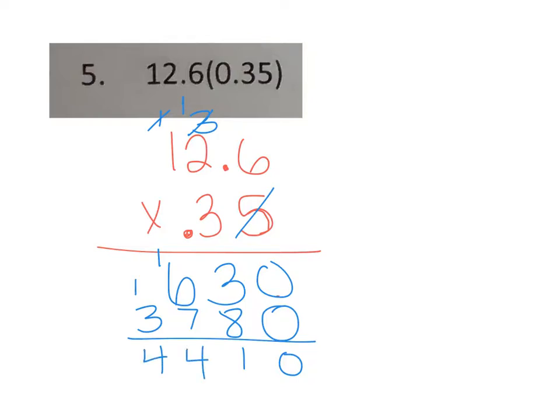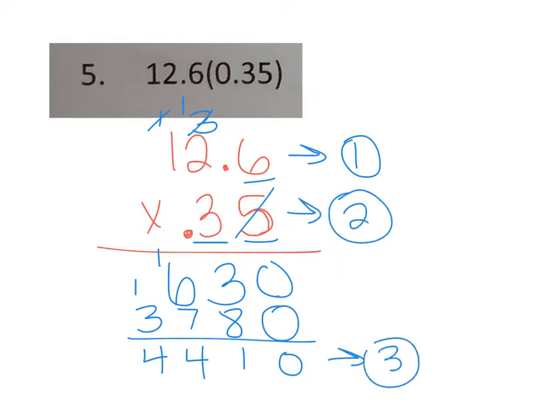So at this point, this is where you're going to include your decimals. So you see how many place values are behind your decimals. For the first number, we have 1. For the second number, we have 2. So on our answer, we're going to have 3. So we're going to start from the back and move our decimal over 3 times. So our answer is 4 and 41/100ths.